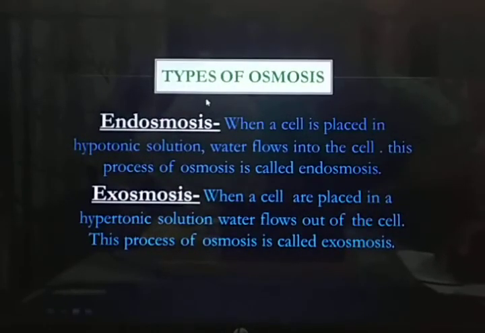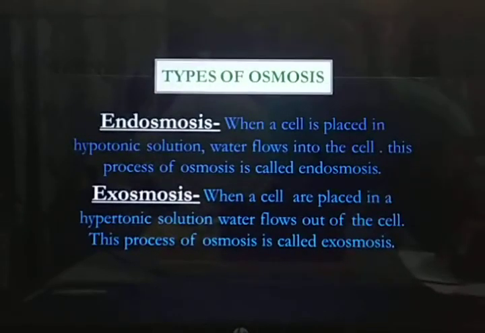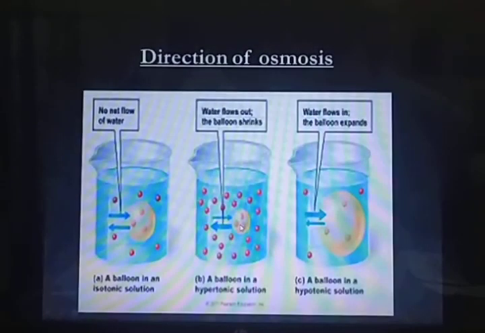Now there are two types of osmosis. First is endoosmosis. When the cell is placed in the hypotonic solution, the water will flow into the cell. We have seen it here. This type of osmosis is called endoosmosis, when the movement of water is inside. Endo means inside. Now exoosmosis. Exo means outside, exit, bahar jane ka rasta, right? Exoosmosis is when a cell is placed in a hypertonic solution and water flows out of the cell. You have seen it here. This type of osmosis is called exoosmosis.